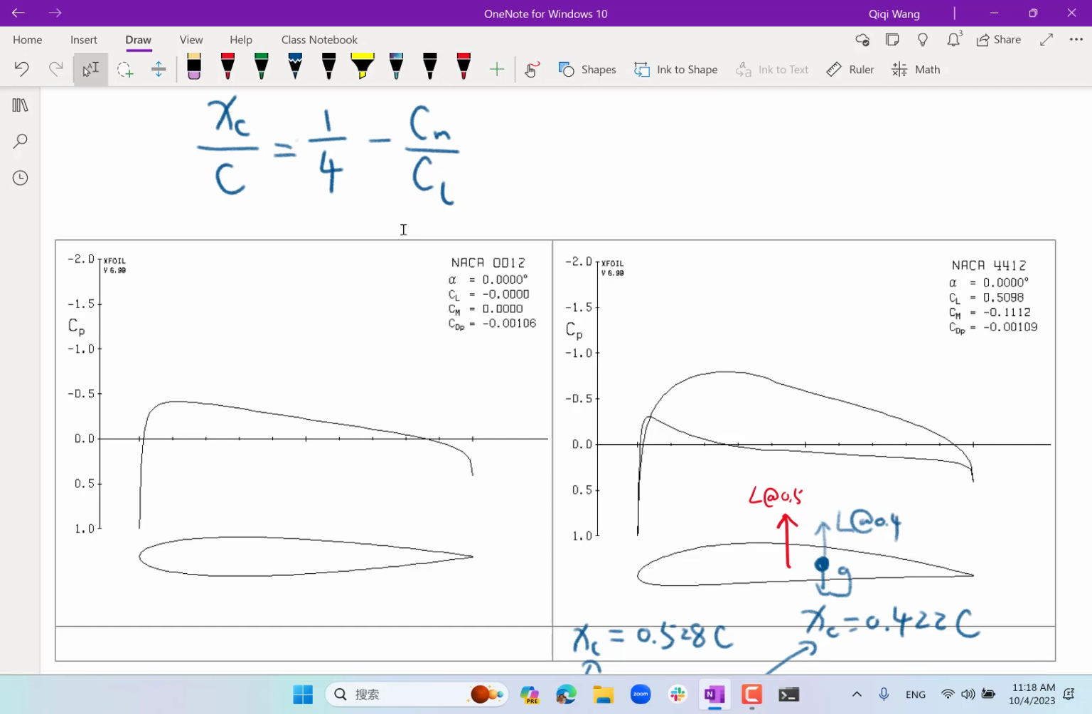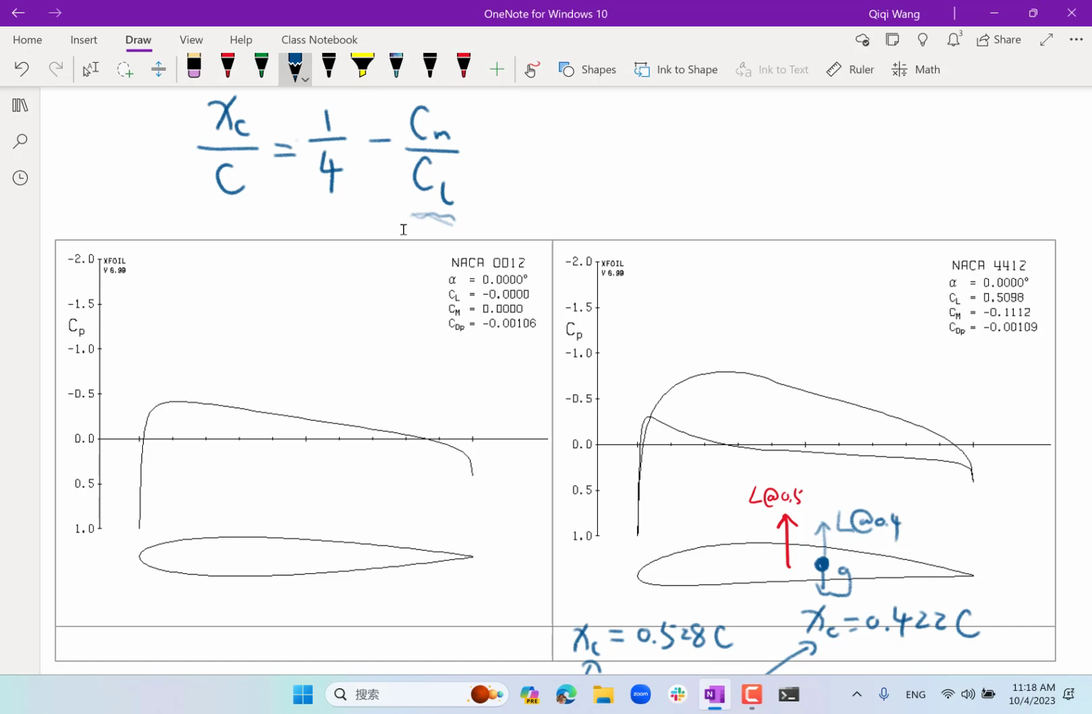Well, I think I can save you the calculation here. The only difference is that the CL would be negative, right? Instead of a positive CL, I get a negative CL. And CM stays exactly the same. CM does not change, whatever angle of attack I have.